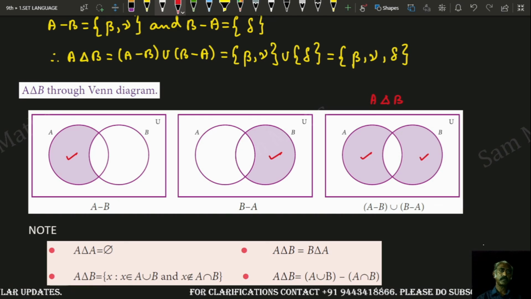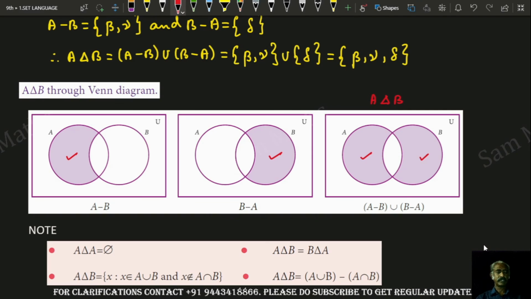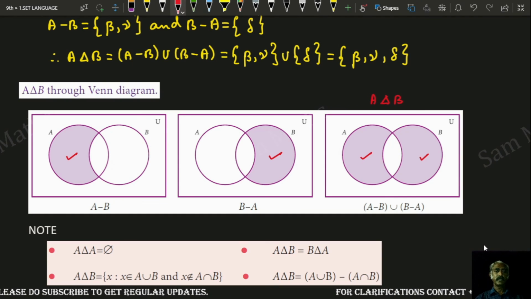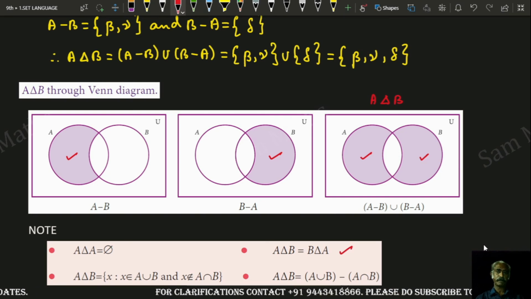Now we can move on to the notes. In the note, A symmetric A is null set. Already I explained. You have to take off the common elements from A and A. So nothing will exist after taking off common elements. That is null set. Next one, A symmetric B is equal to B symmetric A, which is commutative always.